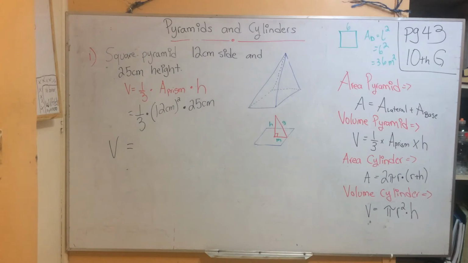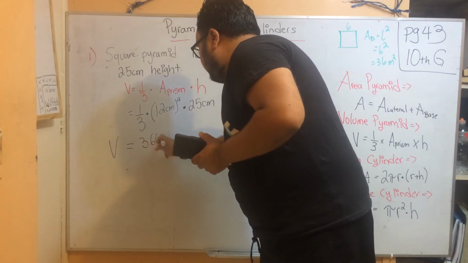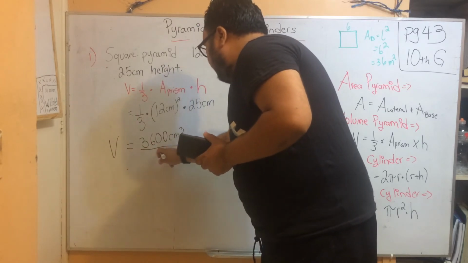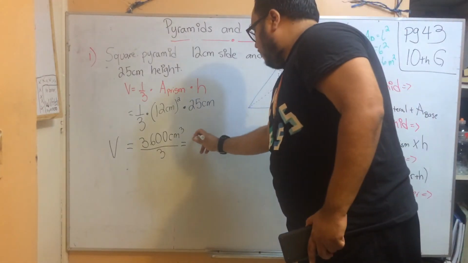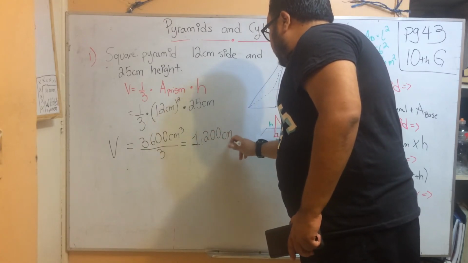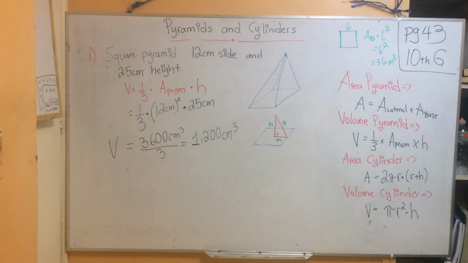So we take out our calculators, and 12 squared is 144, times 25 equals 3,600 centimeters cubed, divided by 3. So the volume is going to be 1,200 centimeters cubed. And there we have our answer.